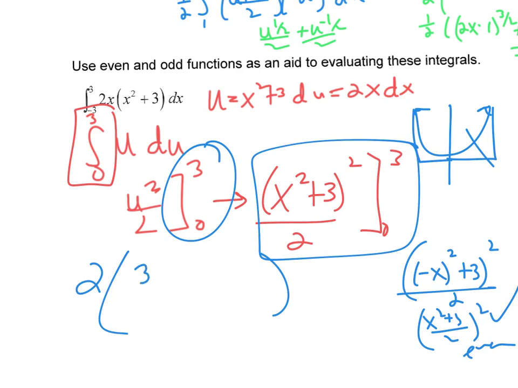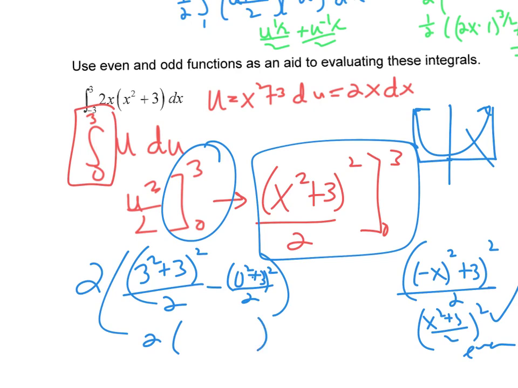So if I plug in, I get 3 squared plus 3 quantity squared over 2 minus 0 squared plus 3 squared over 2. So I'm going to take 2, and multiply it by what I get on the inside, which is 9 plus 3 squared, so 12 squared over 2 minus 9 over 2 because 3 squared. So you get 2 times 144 minus 9, so 135 over 2. Okay, and then you end up canceling the 2's. So what's nice is you end up with 135 as your area, basically, the integral. Remember, the area and integral are the same thing.